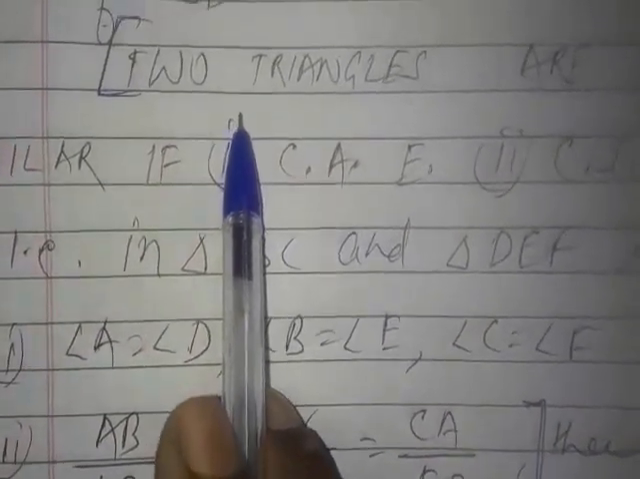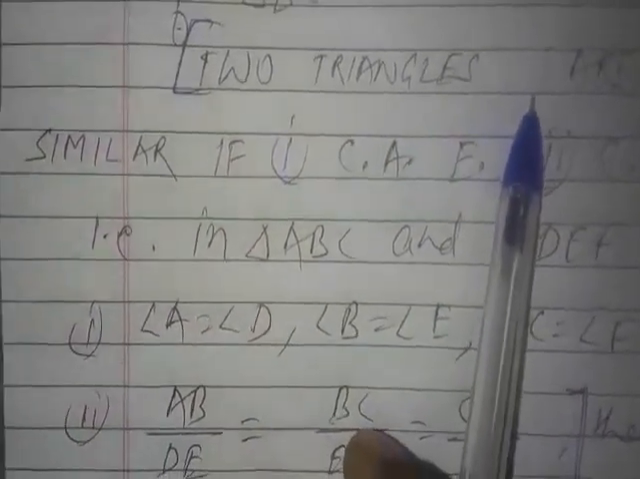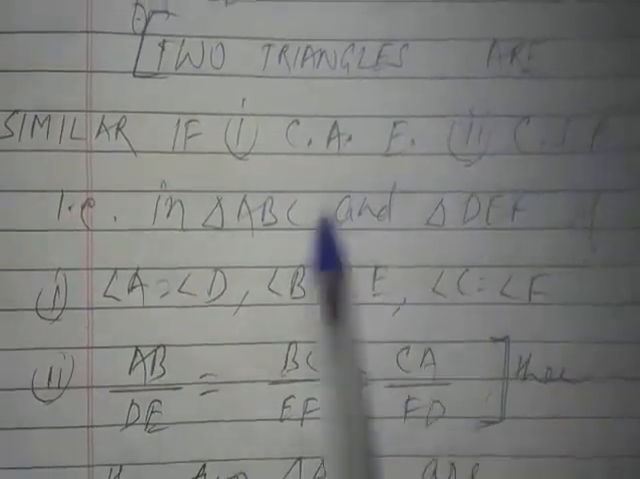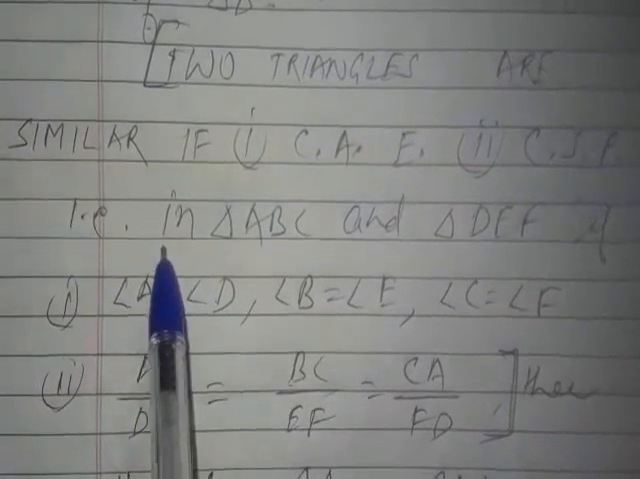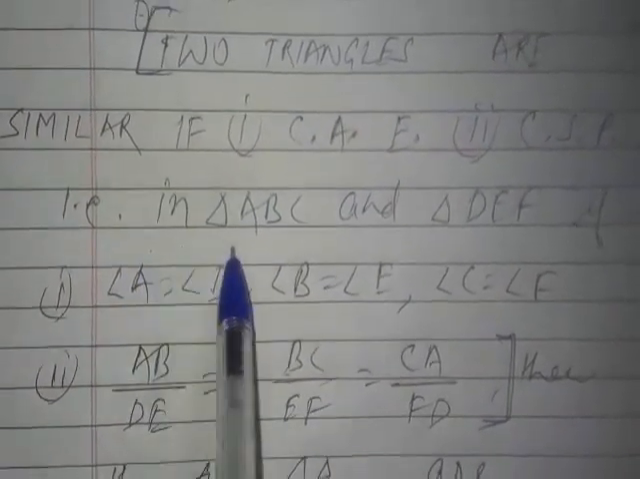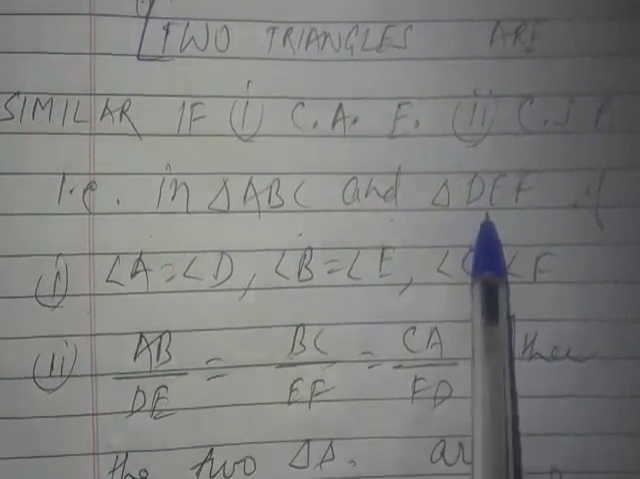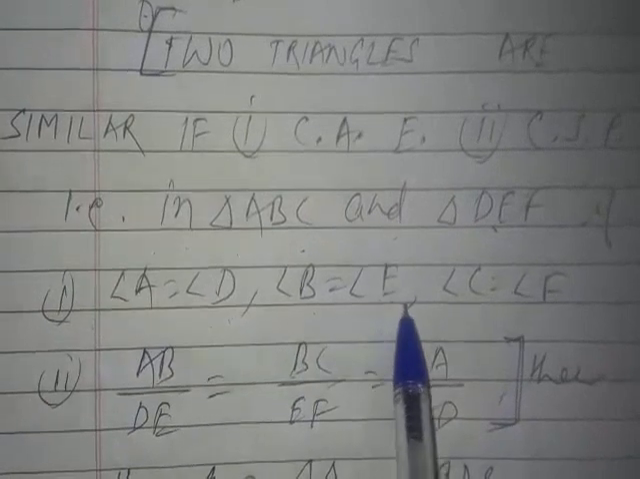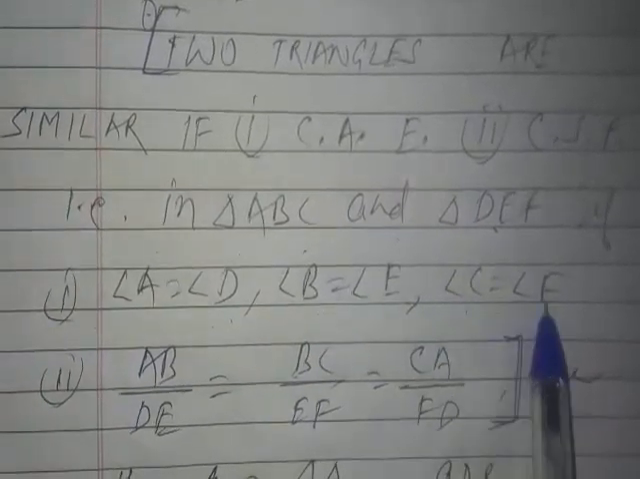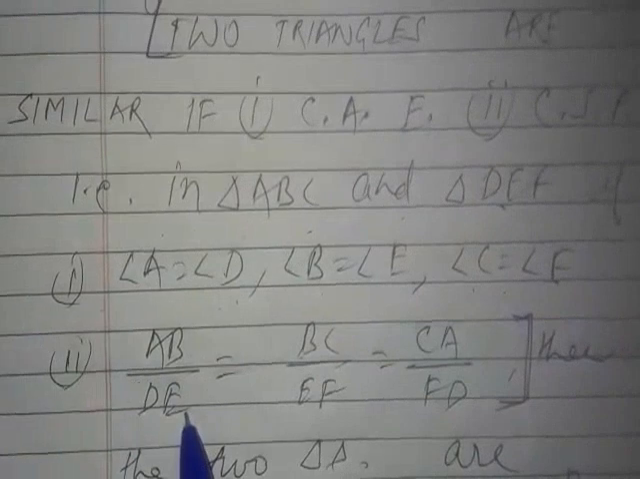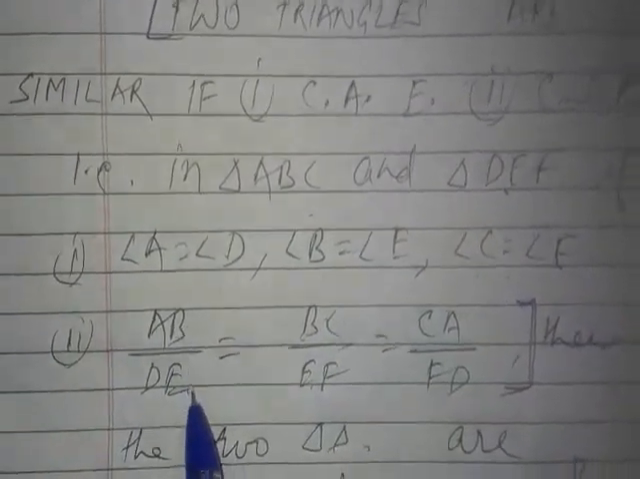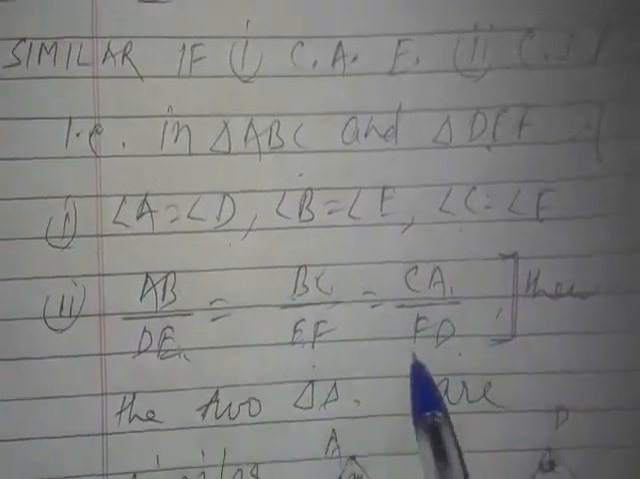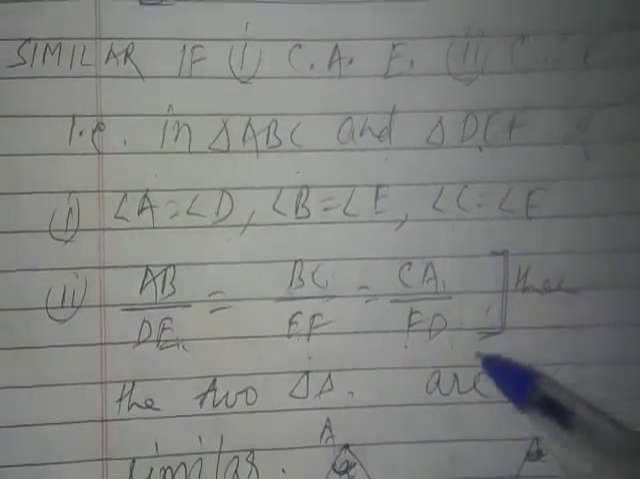As we know, two triangles are similar if their corresponding angles are equal and corresponding sides are in proportion. Therefore, in triangle ABC and triangle DEF, if angle A is equal to angle D, angle B is equal to angle E, angle C is equal to angle F, and the ratios of the corresponding sides AB by DE, BC by EF, and CA by FD are equal to each other, then the triangles are similar.